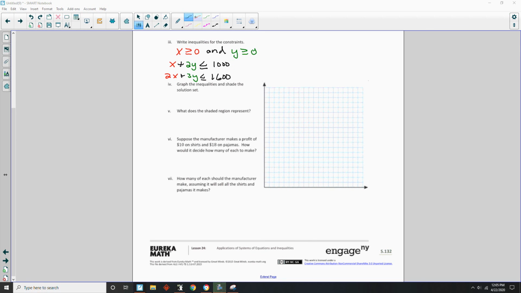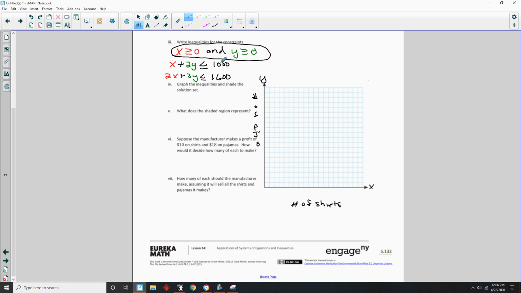Okay, so this might be a little confusing for you at first, but let me just use black here. X is greater than or equal to 0. This is going to be my x-axis, and my x-axis represents number of shirts. If you label your axes, it makes it easier. And y is number of pajamas, PJs. So I know that x has to be greater than 0 and y has to be greater than 0. That puts us in the first quadrant. So that's all this is telling us. We're in the first quadrant.